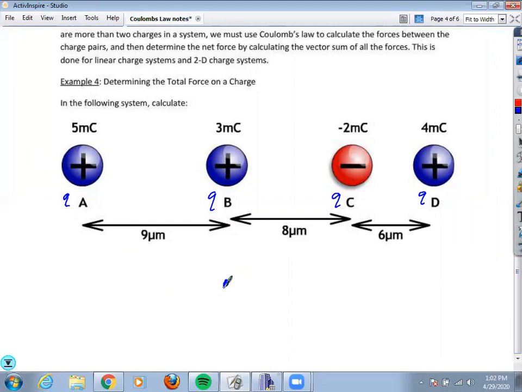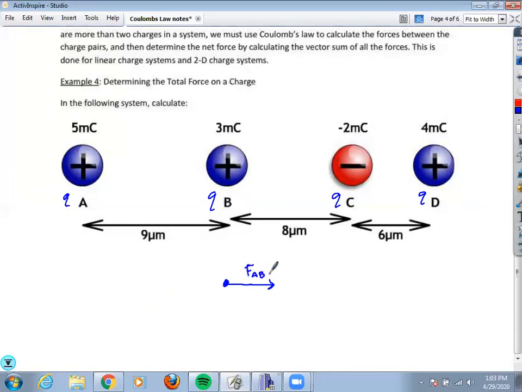We draw a free body diagram. So there's 3 charges that are affecting B: charge A, charge C, and charge D. So charge B is positive. So let's look at AB. A is going to repel B, so that's going to be to the right. So the vector arrow, this would be the force of charge A on charge B.